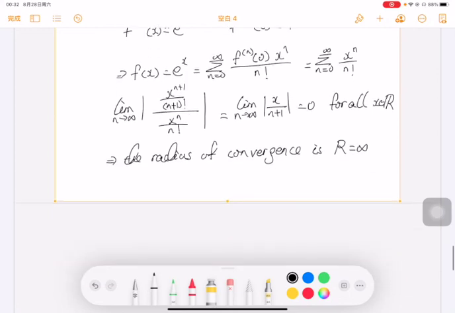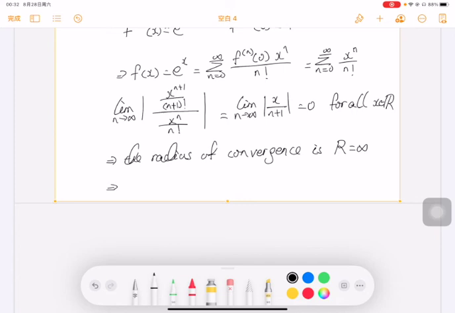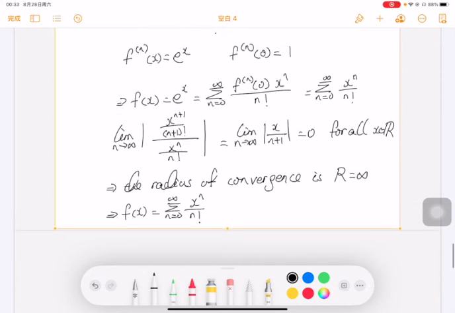Okay, and that tells us f of x indeed equals this.